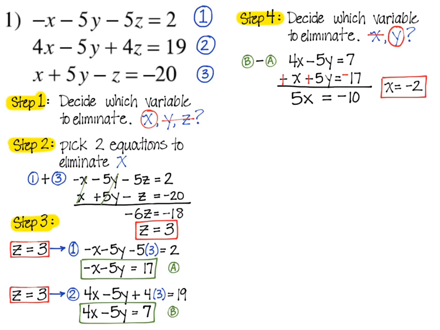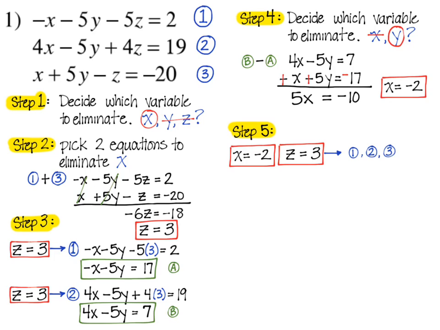Well, now that I have z, and I have x solved for, I just do step 5, which is to plug both of those variables into any one of the three equations. So I just decide that I'm going to do it into equation 1, and there I've plugged the x in, I've plugged in the z, and I'm going to solve for y. And I get that y equals negative 3.